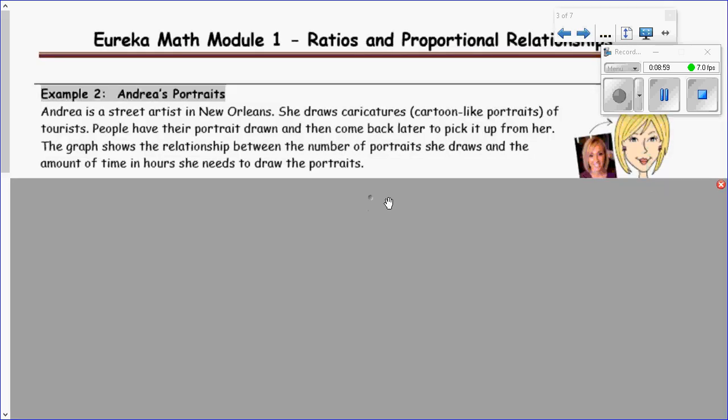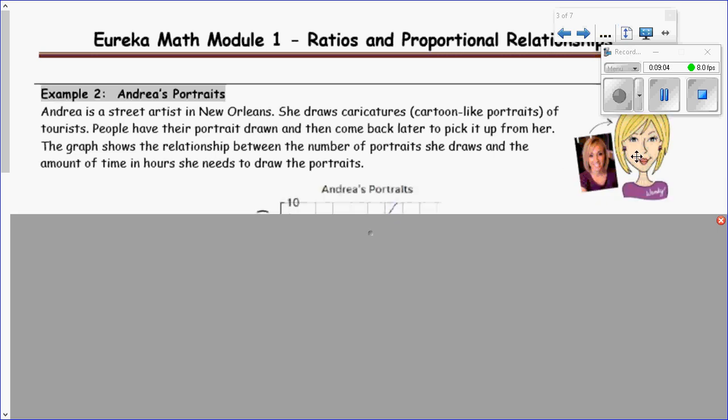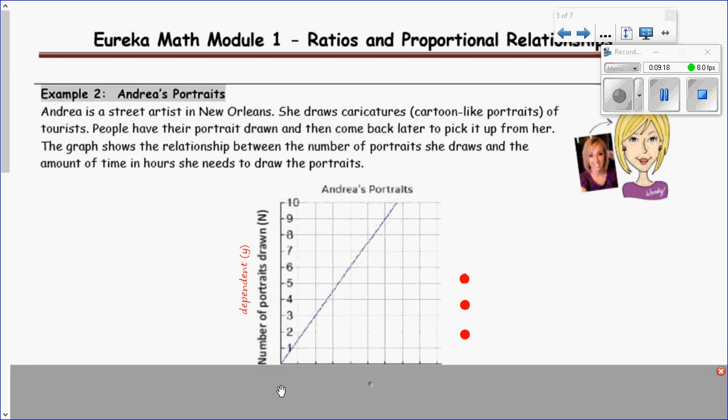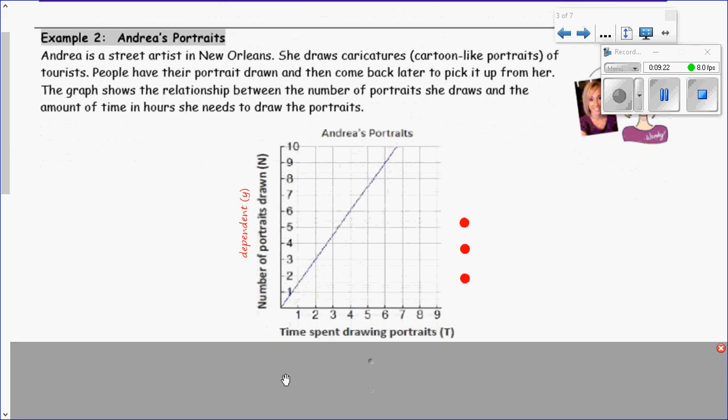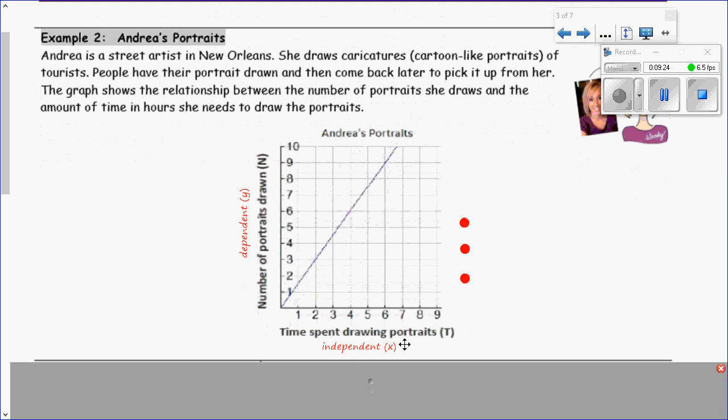She's a street artist in New Orleans, and she draws caricatures, which are cartoon-like portraits of tourists. I bet you've seen this somewhere, even if you haven't been in New Orleans. That's all around where you see people making those cartoon things, like at amusement parks or somewhere touristy. And you can have your portrait drawn and then come back later to pick it up. So it shows here how much time she spends and how many portraits are drawn.